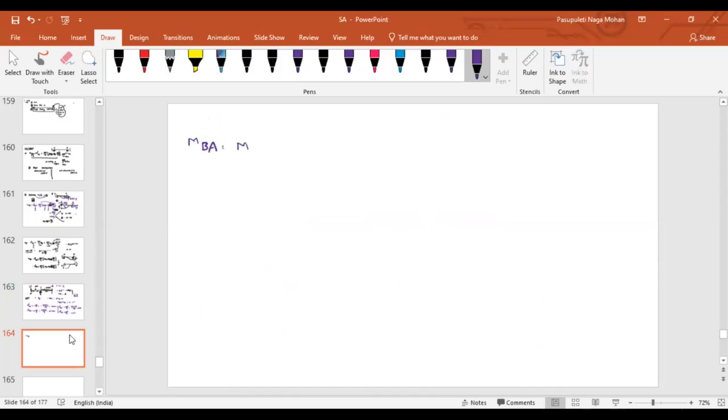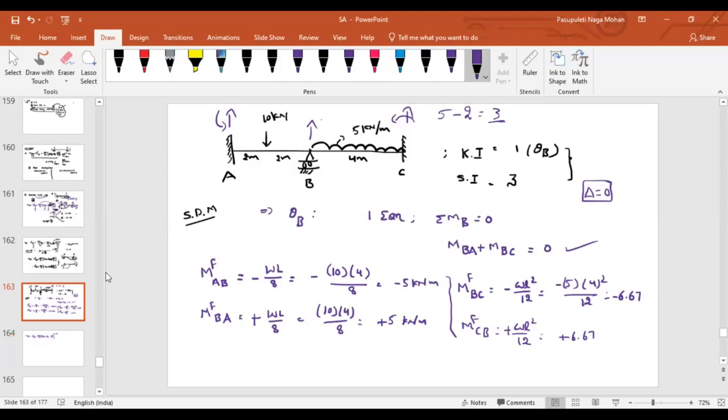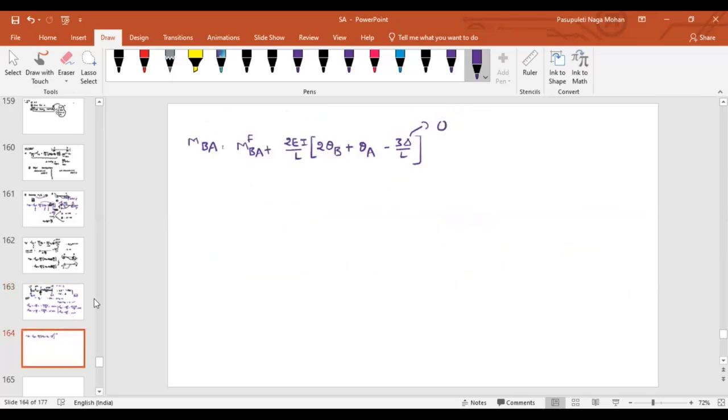Now, what about my moment at B towards A? That will be equal to the fixed end moment at B towards A plus 2EI by L times 2 times the near end rotation theta B plus the far end rotation theta A minus 3 delta by L. In our case, delta is equal to 0. What about rotation at A? As it is a fixed support, the rotation at A is 0. Again at C, as it is a fixed support, the rotation is 0.